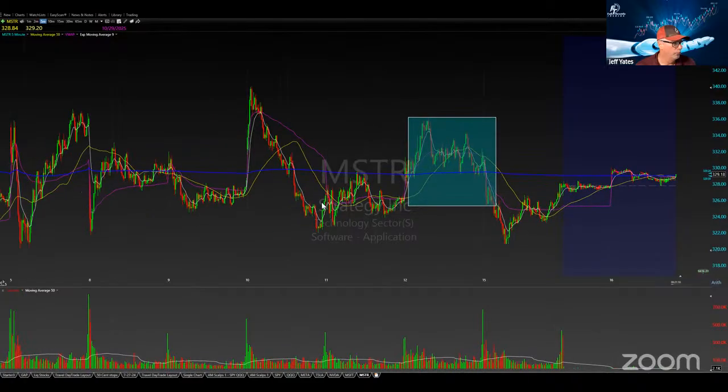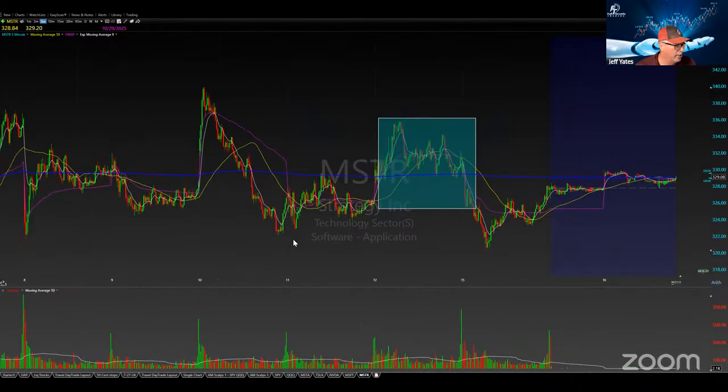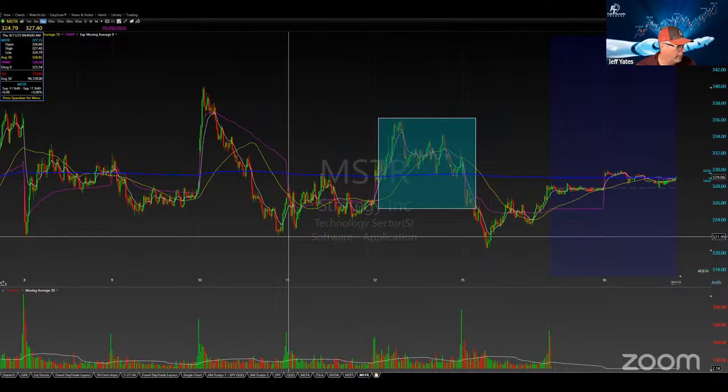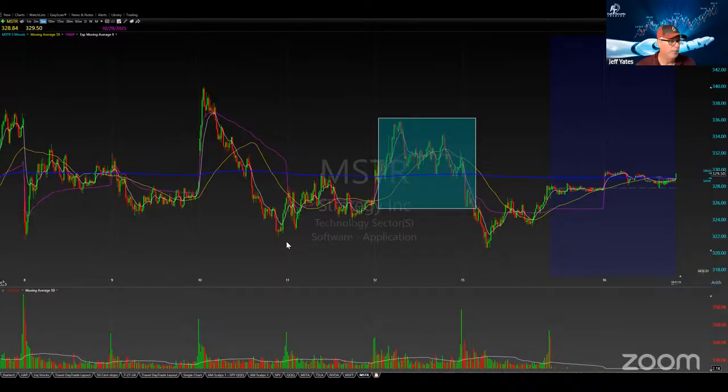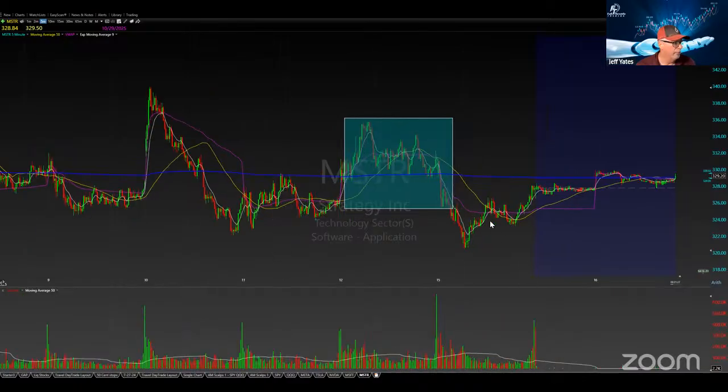But if you go back to this area here, this was a far better support area, right? That was 322. Yeah, it went down to 320, but that's not a big deal for MSTR, right? So that would have been a better place, and you would have made some decent money back in here. You have to look at three things.